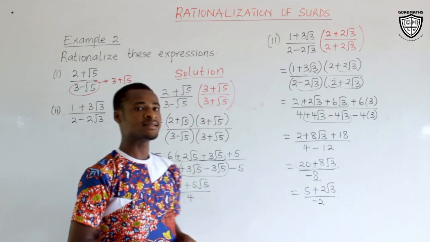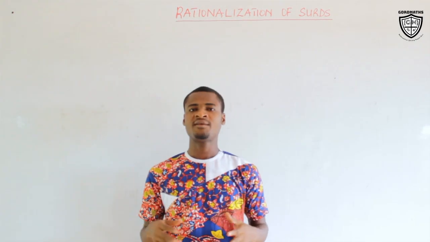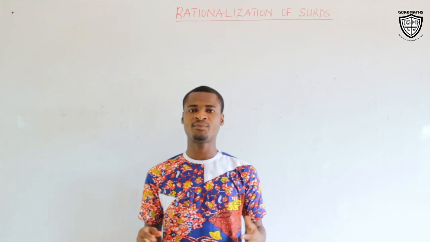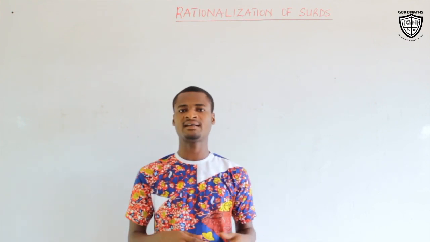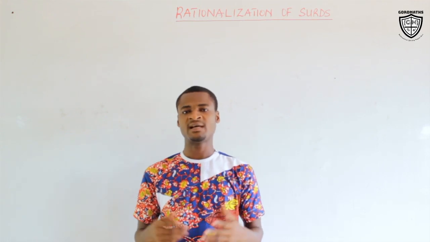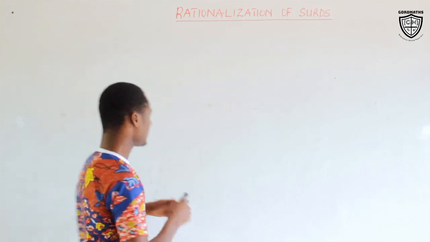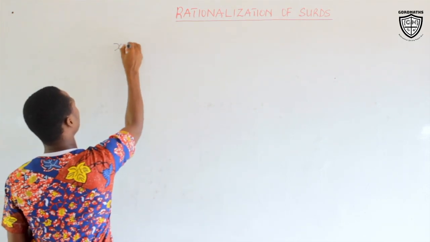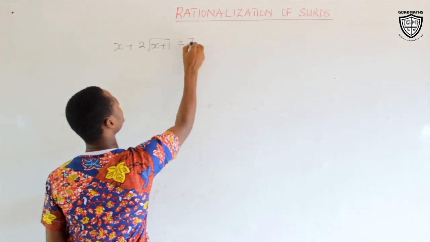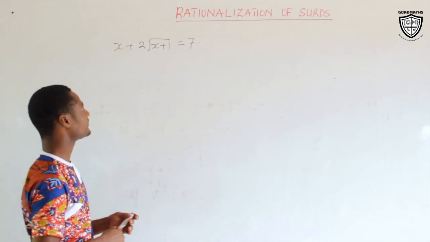We would also look at a few applications of surds. There are some equations that involve surds. There are other instances where, for example, the sides of a triangle or a rectangle are given in surd form. How do we deal with such expressions? Let's consider, for example, an equation that involves surds. Taking the example x plus 2 root x plus 1 is equal to 7. How do we solve this equation?